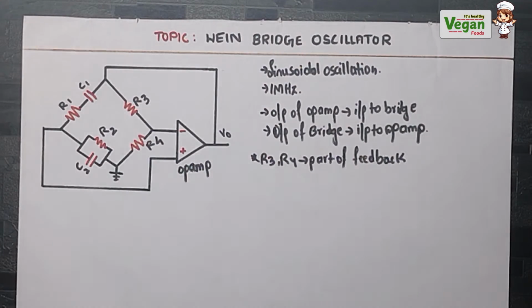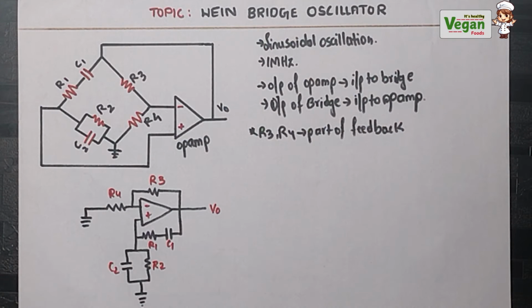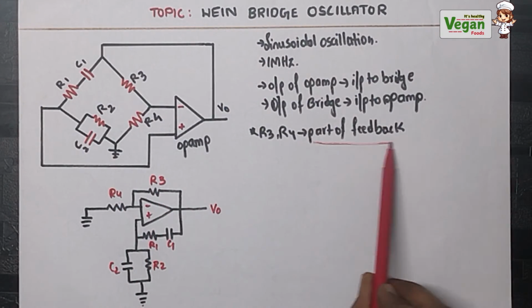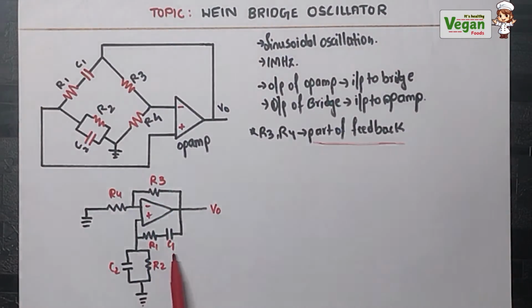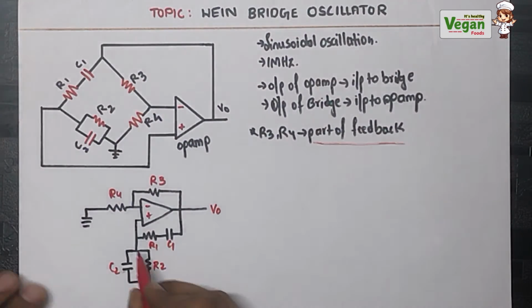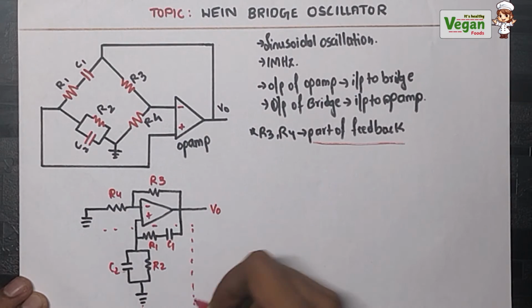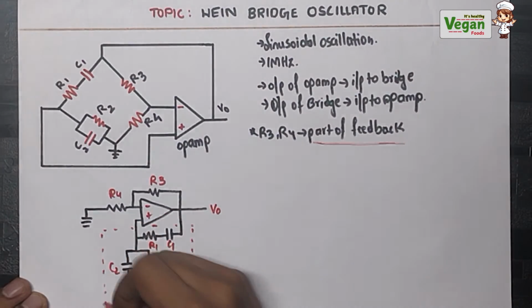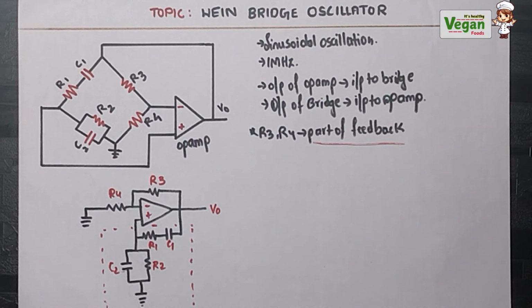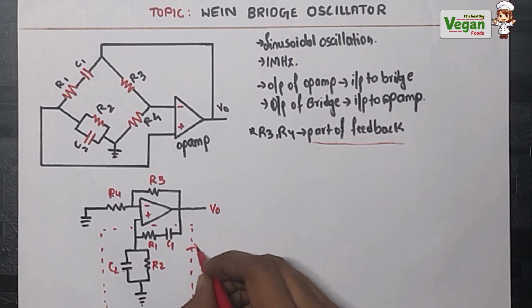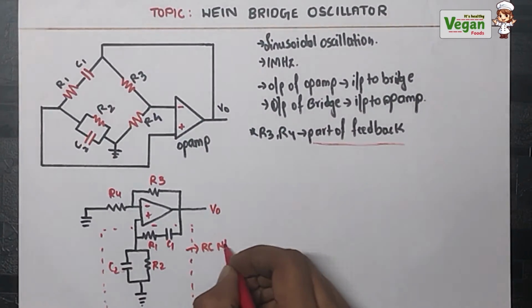To understand the Wein bridge oscillator's operation, we have now redrawn the circuit. R4 and R3 act as the part of the feedback, and R1 C1 in series and R2 C2 in parallel is called the RC network. RC network means a combination of resistor and capacitor. Here the resistor and capacitor are in series, and here the resistor and capacitor are in parallel. Therefore we call it an RC network.